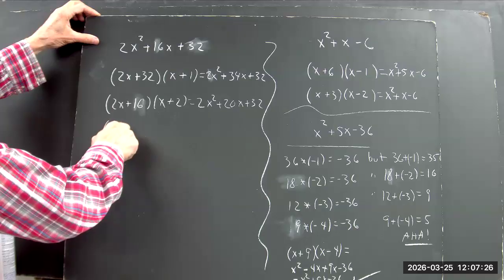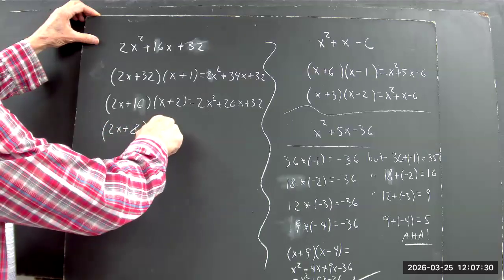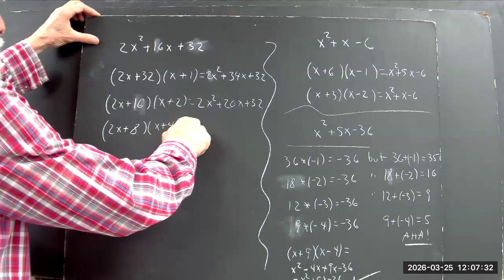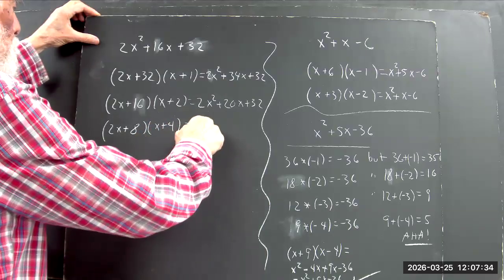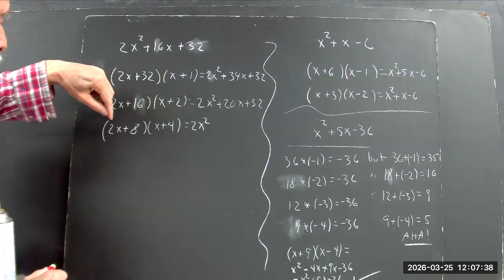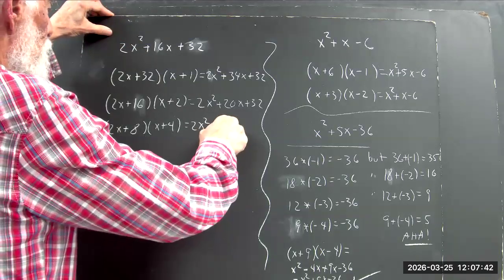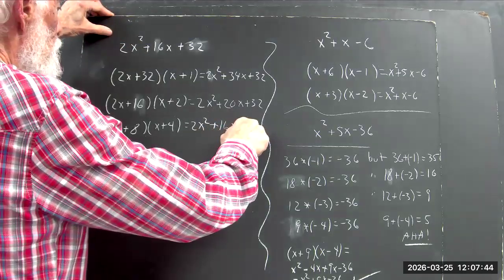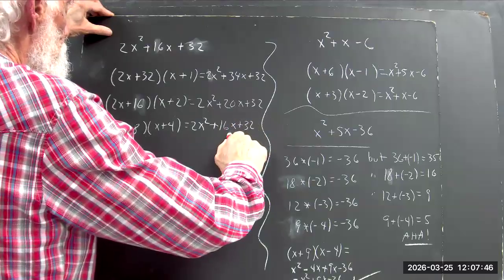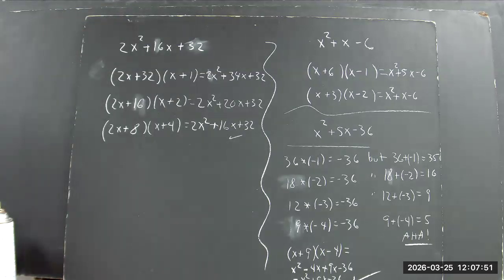So let's try 2x plus 8 times x plus 4. And that's going to give us 2x squared. We're going to have 8 times x and 2x times 4. That's 8x and 8x, and that is 16x plus 32. And that checks it off. Okay?